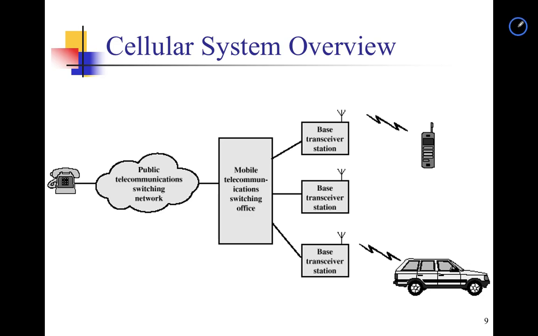So this is the cellular system overview. We have learned this one. This is what we call PSTN, right? Public switch telephone network. This is a public telecommunication switch network, or PSTN they call it. This is the telephone landline, connecting to the MTSO. MTSO is one of the controllers. I would say this one is the controller.